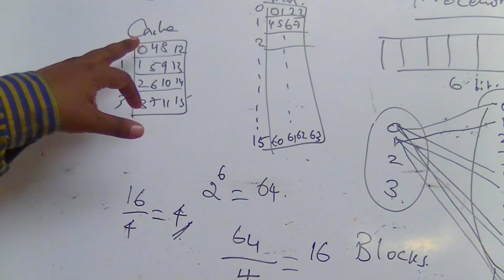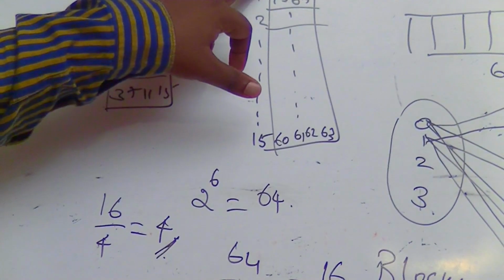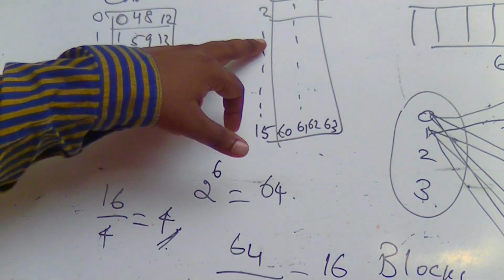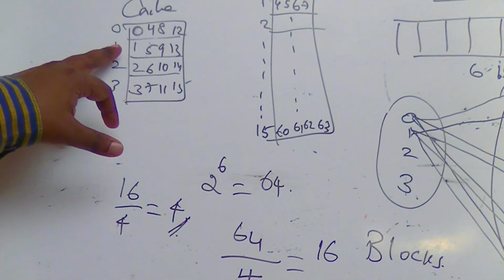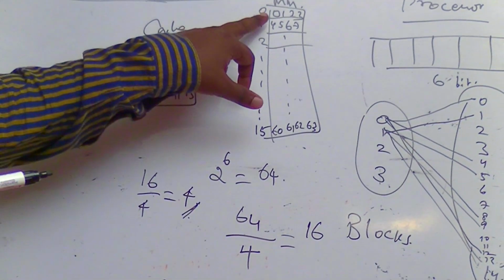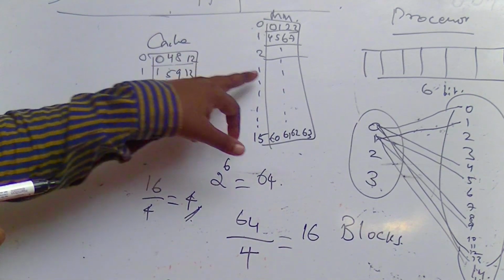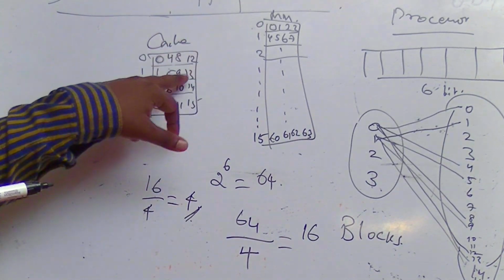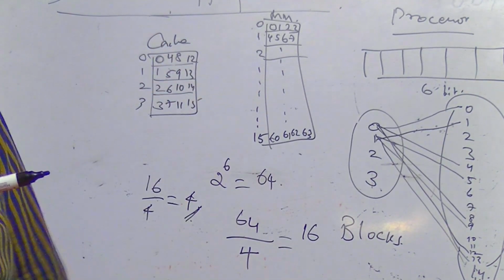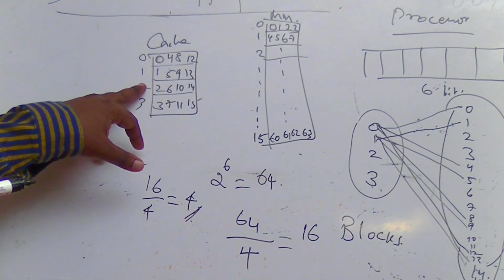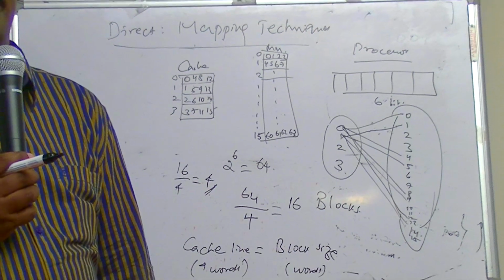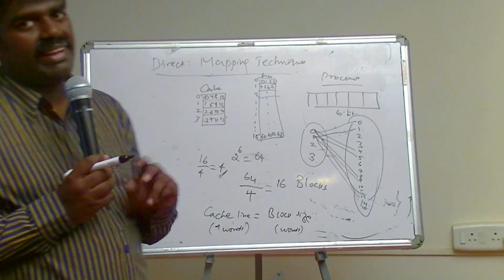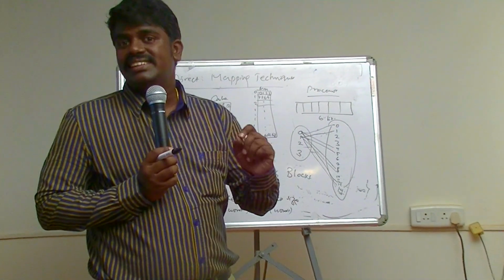So cache line 0 is going to be associated with block 0, the 4th block, the 8th block and the 12th block. Similarly, cache line 1 is going to be associated with the 1st block, the 5th block, the 9th block and the 13th block. Similarly for 2 and 3. So this is how it is going to get associated. Got my point? So now you can clearly say that it is direct mapping.